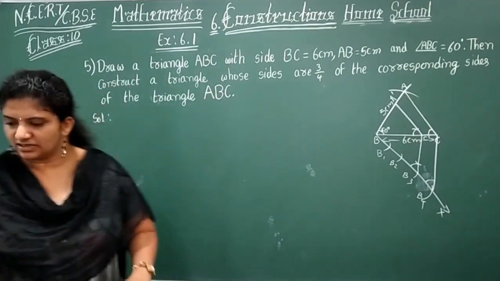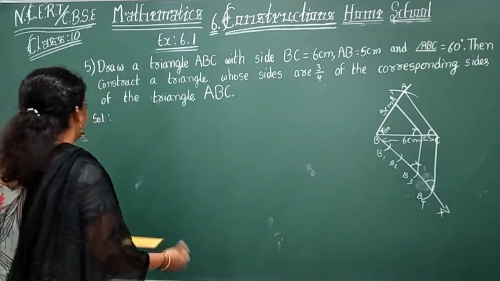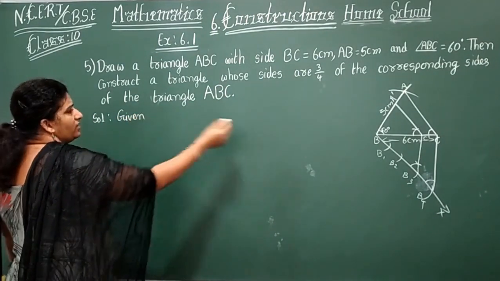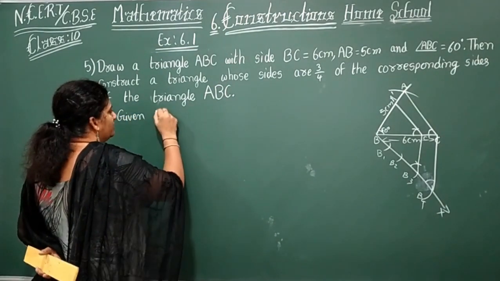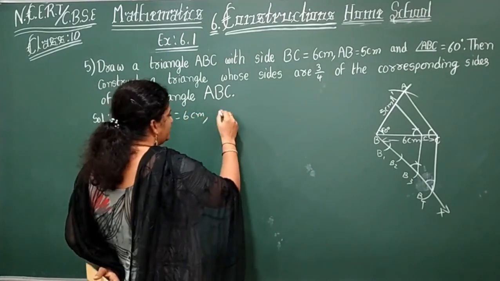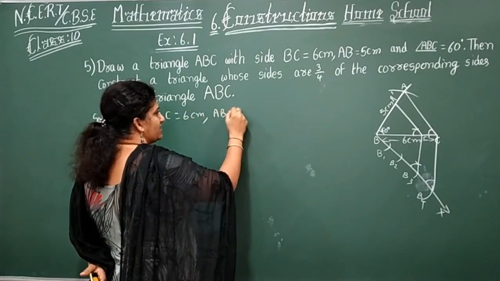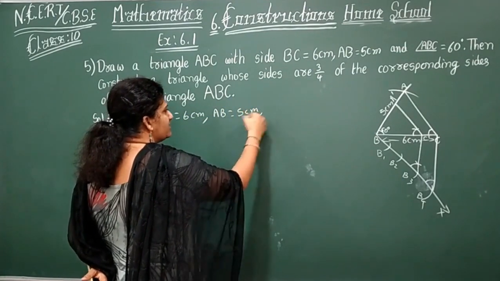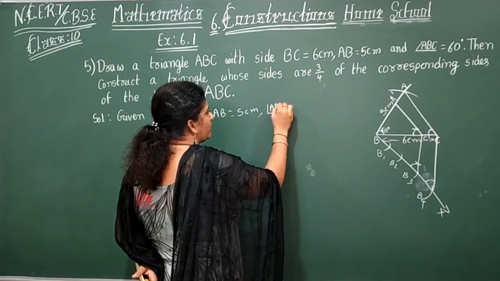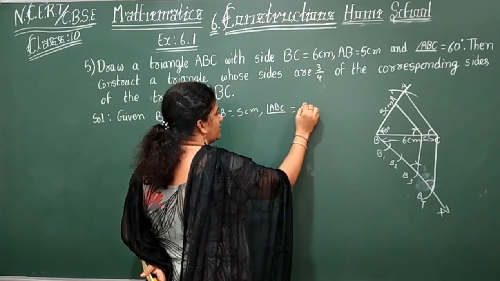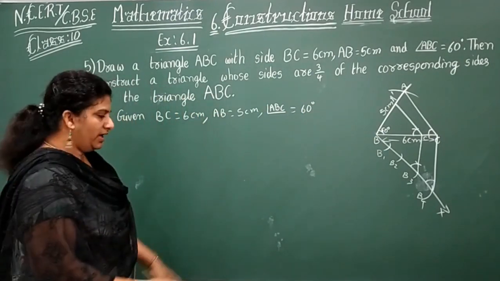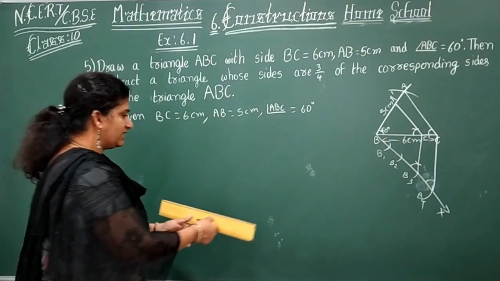Okay, let's start here, children. So what's your given data here? Given: BC is equal to 6 centimeters. AB is equal to 5 centimeters. And the included angle between these two sides, angle ABC, is equal to 60 degrees. Okay, now let's start our construction, children.